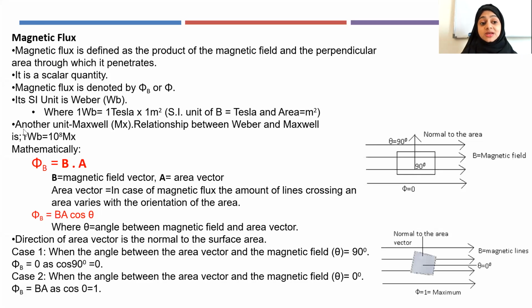So magnetic flux is defined as, yes, what is magnetic flux? Magnetic flux is a quantity which is defined as the product of magnetic field and the perpendicular area. And it is denoted by phi B, phi or just phi. So phi B denotes it is magnetic flux.